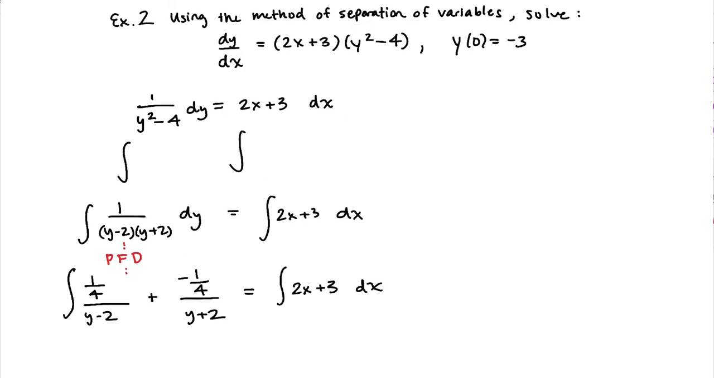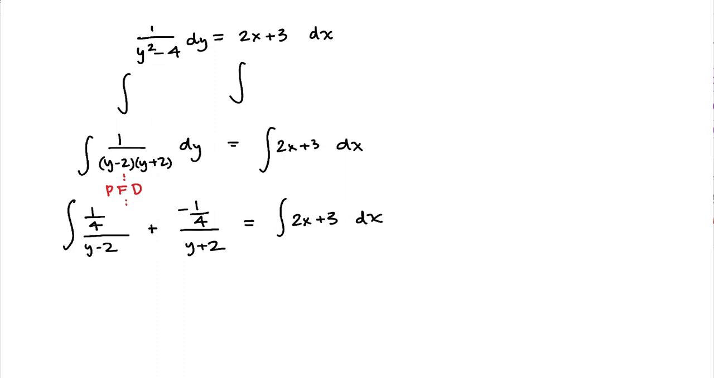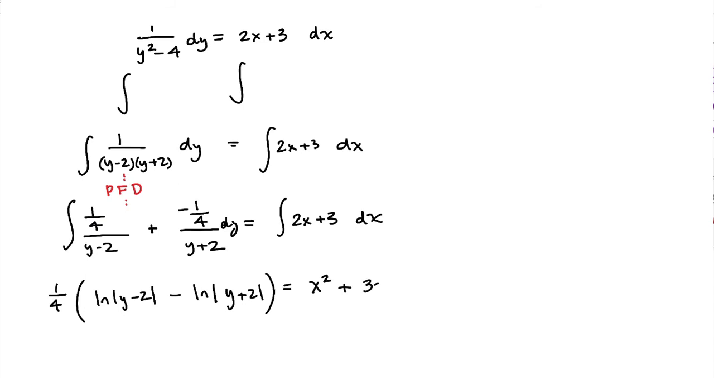Okay, so now we can go ahead and integrate. We have a 1/4 factor for both integrals on the left, so we can just factor that out. This would be 1/4 times (ln of |y minus 2| minus ln of |y plus 2|) for the left-hand side. And for the right-hand side, we get x squared plus 3x plus our integration constant.